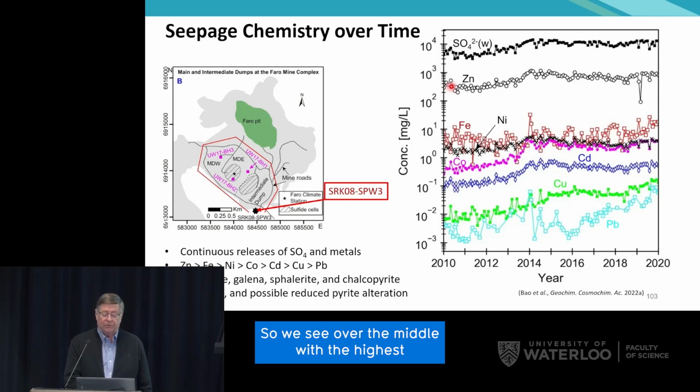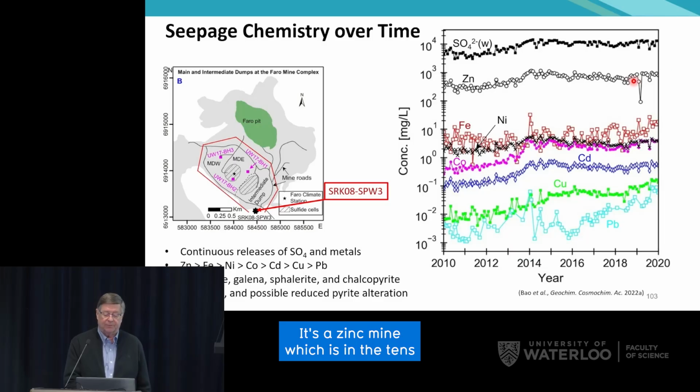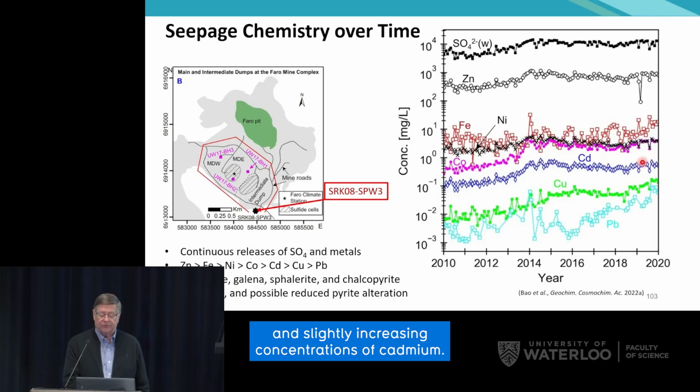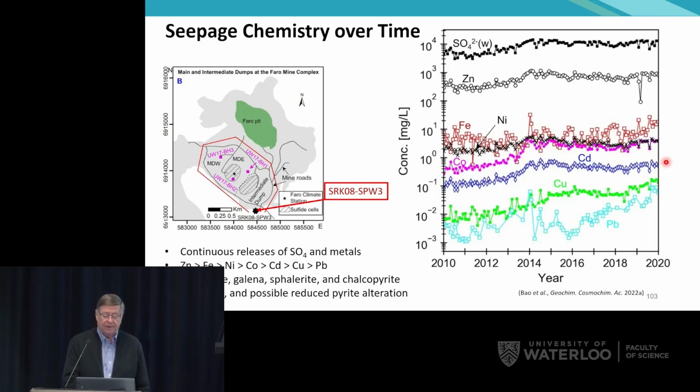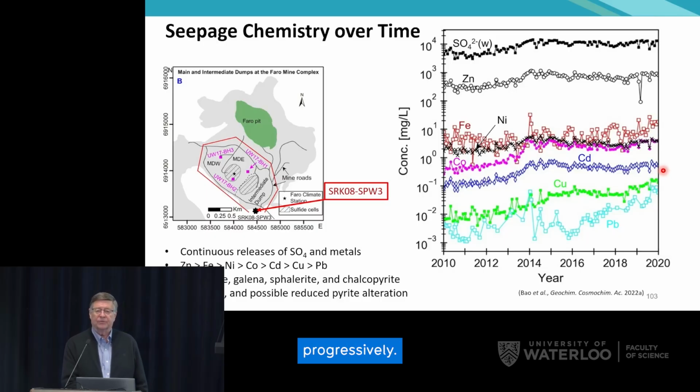So we see the metal with the highest concentrations is zinc. It's a zinc mine, and concentrations are in the tens to hundreds of milligrams per liter. And then concentrations of iron, nickel, and cobalt. Then slightly increasing concentrations of cadmium. But the concentrations of copper and lead are rising progressively.